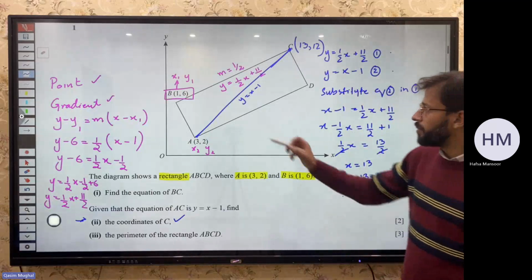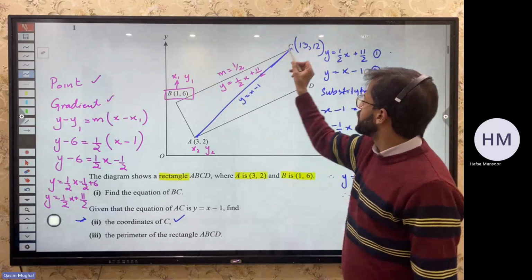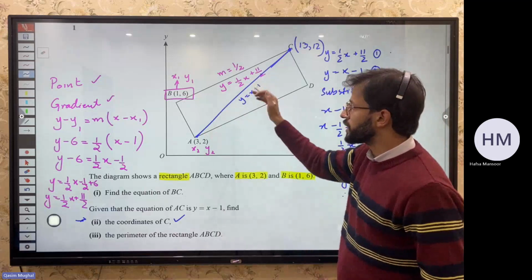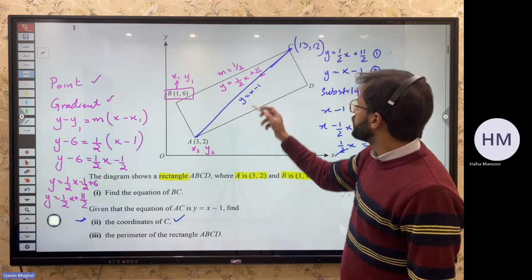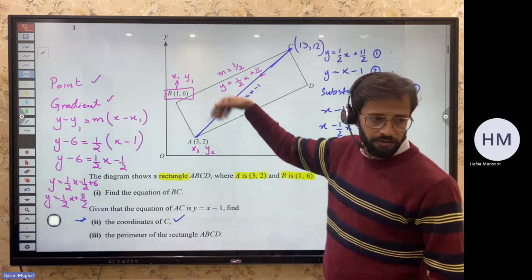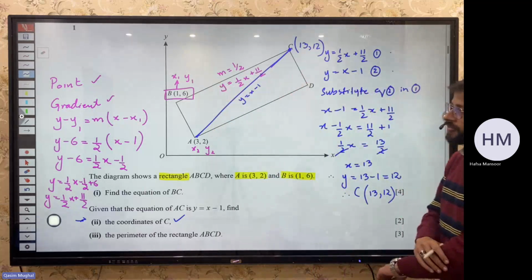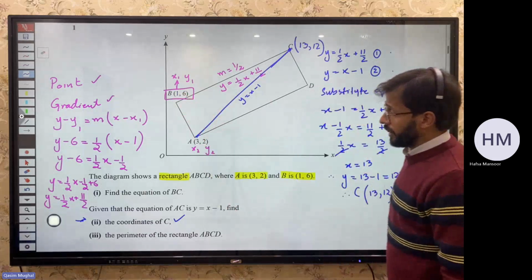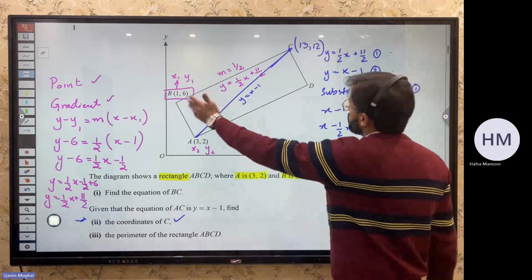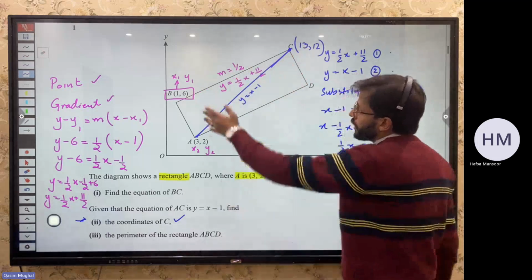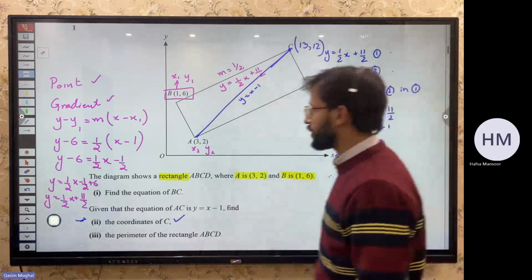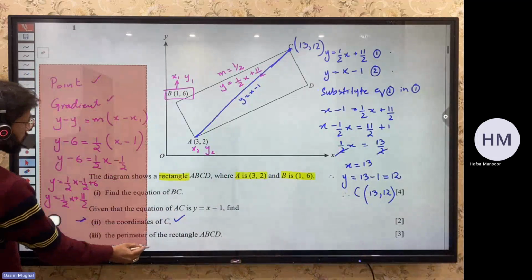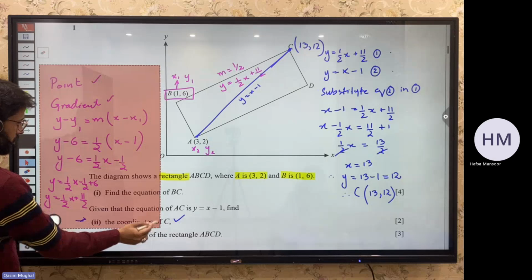Now ABCD means we need the length of AB, the length of BC, CD, and add all of these. It's a rectangle. We don't need to calculate all the sides. Whatever the length AD is, BC is going to be the same, and whatever the length AB is, CD is going to be the same. You have the coordinates of A and B, so apply the distance formula to find the length AB. You have the coordinates of B and C as well, so from there you will get its length. So I'm going to erase this part of the working so that I can quickly work out the distance.